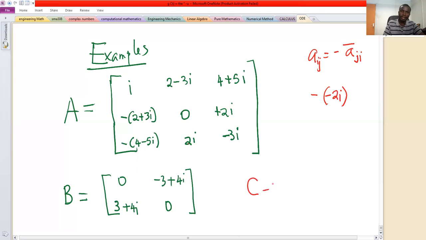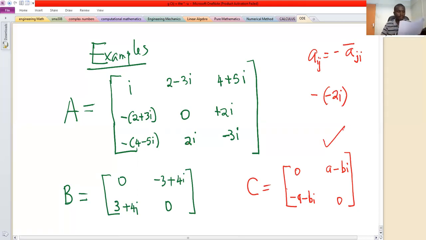And then C, if we have a matrix 0, a minus bi, and then minus a minus bi, and then 0. This is still another Skew Hermitian matrix.